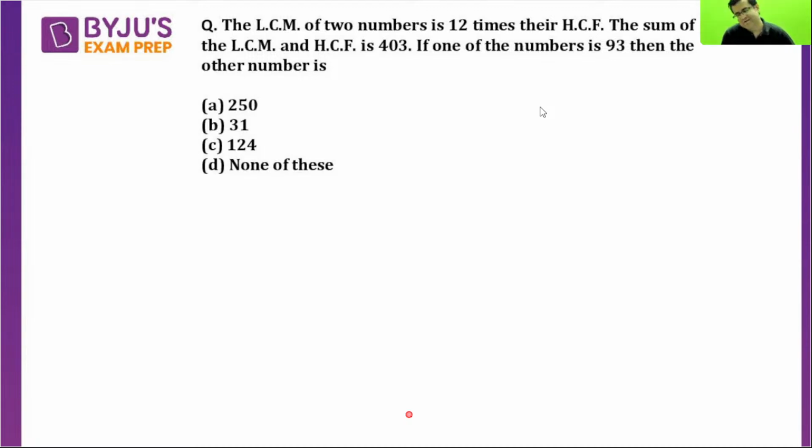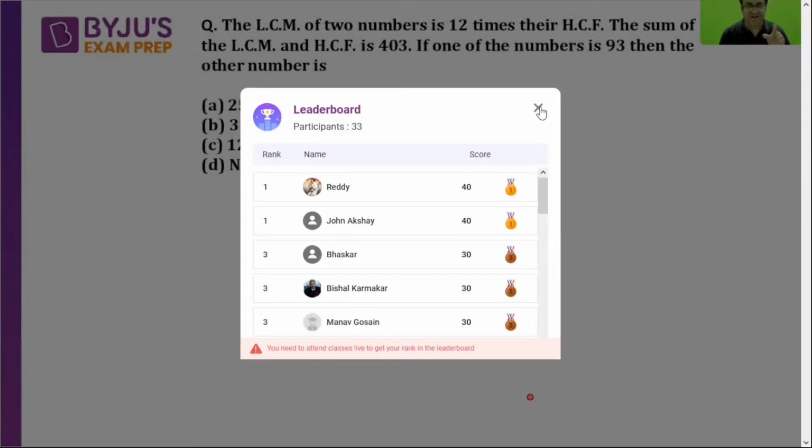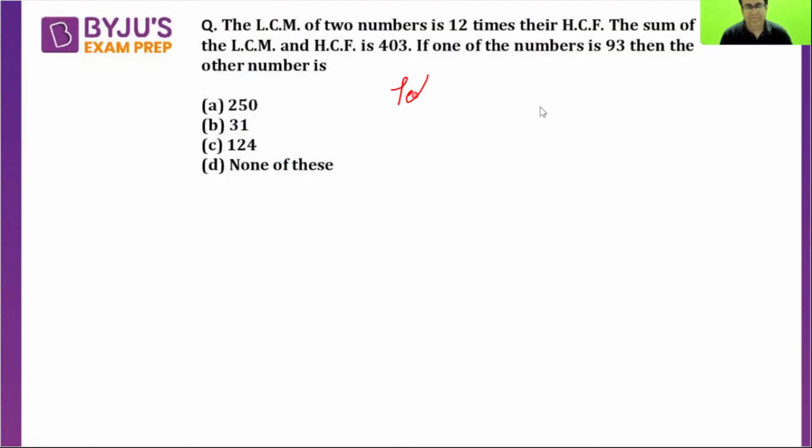Getting the answer or not? Tell me fast. Good, good, good. 53% of students have given me the right answer, and this is good. Remaining, you must concentrate now. LCM of two numbers is 12 times the HCF. Let HCF be x. What about LCM then? If HCF is x, LCM will be 12x. HCF is x, LCM is 12x.